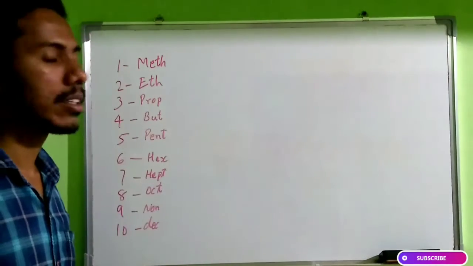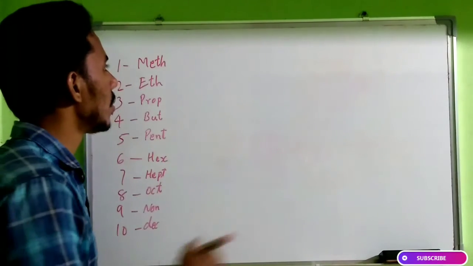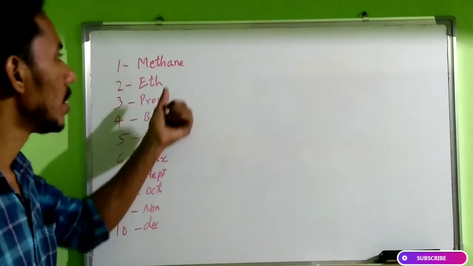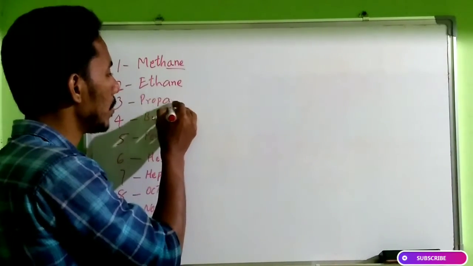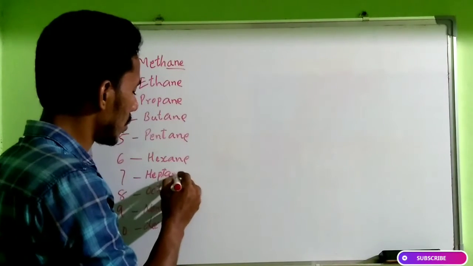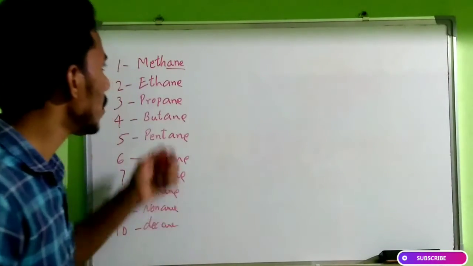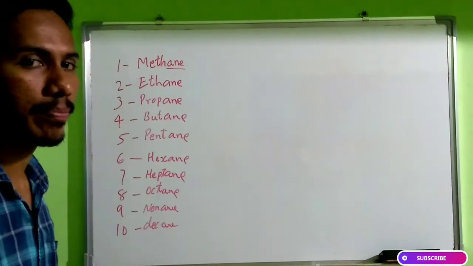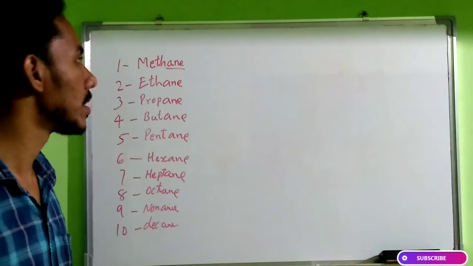If these compounds are ANE, that means it only includes single bonds. If it is a single bonded compound or saturated compound, then I can add this ANE to the name. Then methane, ethane, propane, butane, pentane, hexane, heptane, octane, nonane, decane. These are saturated compounds, examples of saturated compounds.